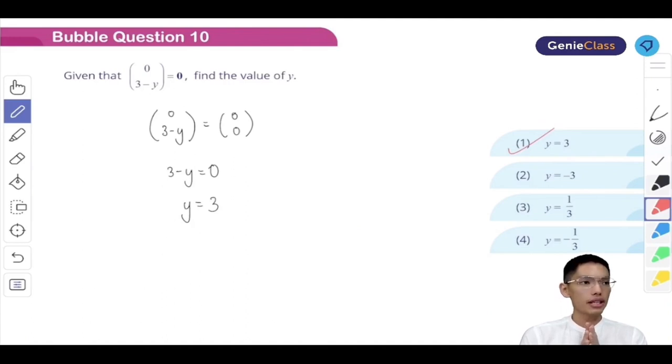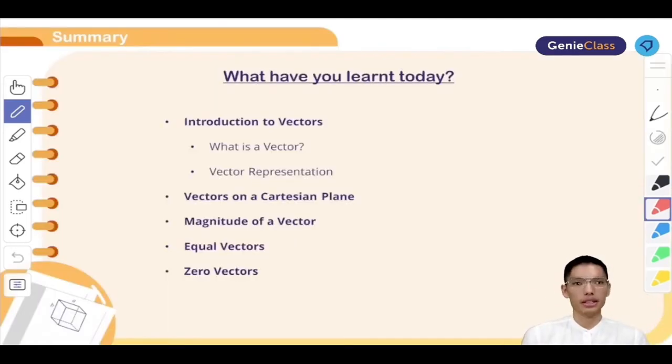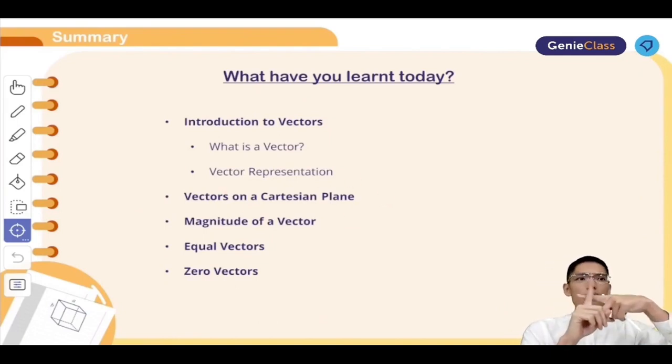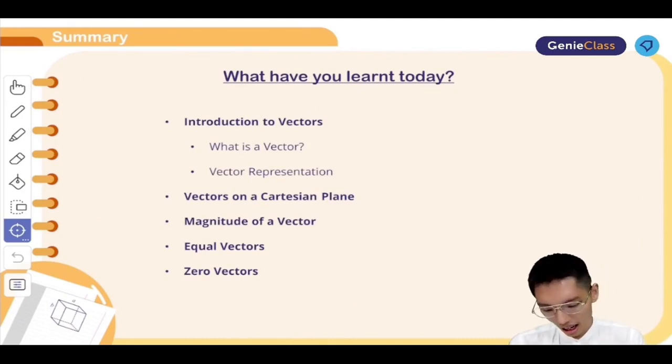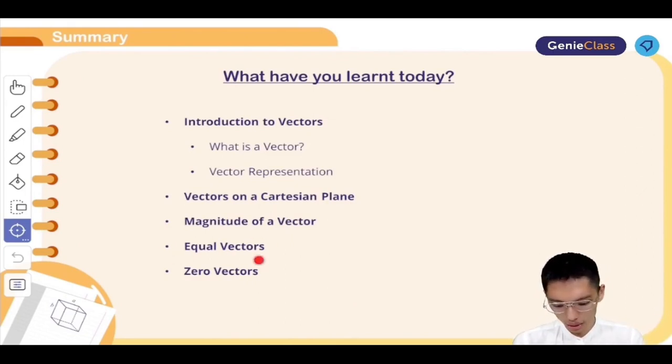And in fact, with this, we are done for today. What we have learned is really an introduction: what is a vector, how do we represent a vector, and how do we see it in a Cartesian plane. It's only going to be x and y, so don't worry about anything beyond that. We also covered how long a vector is, and how we handle questions if the vectors are equal, and maybe even zero vectors, even though it's a little rare.